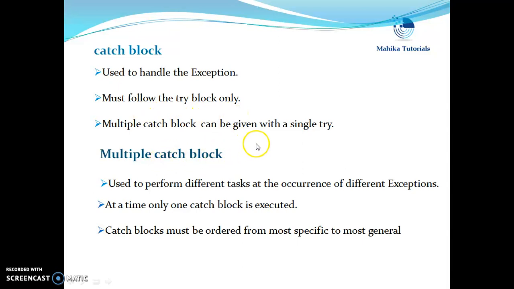We can give multiple catch blocks with a single try block. If we are giving multiple catch blocks, then we can make different tasks to be done in case of different exceptions. But at a time, only one catch block is executed. And catch blocks, whenever more than one is given, should be ordered from most specific to most general.